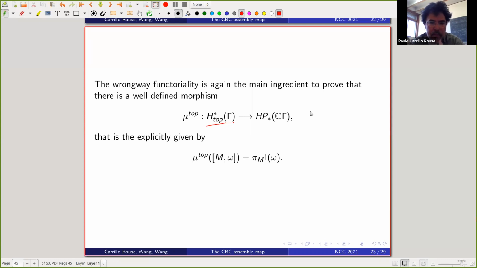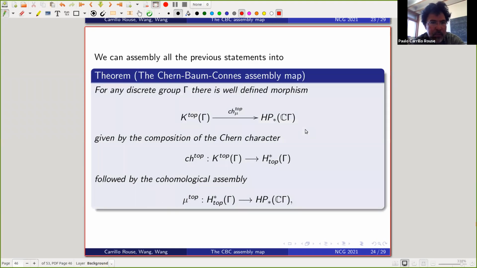Also, these assembly maps have different models in the literature. There is at least a model by Lück, again using spectra and so on. So essentially the projection to a point again. And this is it, and I can state the main theorem, that is just an assembly of all the previous statements, which allow us in particular to have a well-defined morphism from the left-hand side of Baum-Connes, at least this model, to the periodic cyclic homology of the group algebra. And it is given by the Chern character that I just defined, which is a rational isomorphism, an isomorphism up to tensoring with C. And then this cohomological assembly I just mentioned.